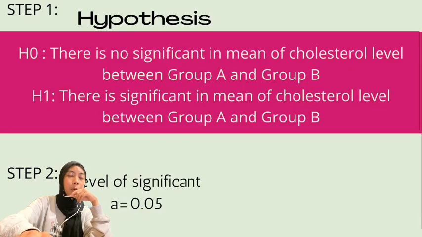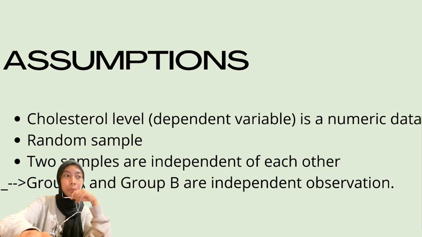Alright, proceed to the hypothesis. The null hypothesis (H0): there is no significant difference in mean of cholesterol level between group A and group B. And H1: there is a significant difference in mean of cholesterol level between group A and group B. For level of significance, alpha is 0.05. So alright, we proceed to assumption.